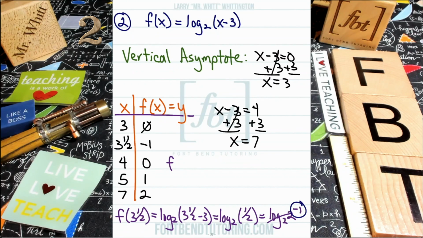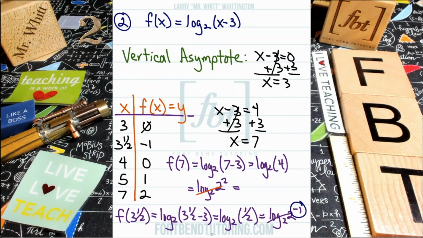Let's make sure I show you so you can get it. We'll have f of 7 equals log base 2 of 7 minus 3. This gives you log base 2 of 4, which is the same as log base 2 of 2 squared. And now, simplifying using your logarithmic properties, that log base 2 of 2 squared simplifies to give you the result of the exponent, which is 2, and that's how we generated that y value.